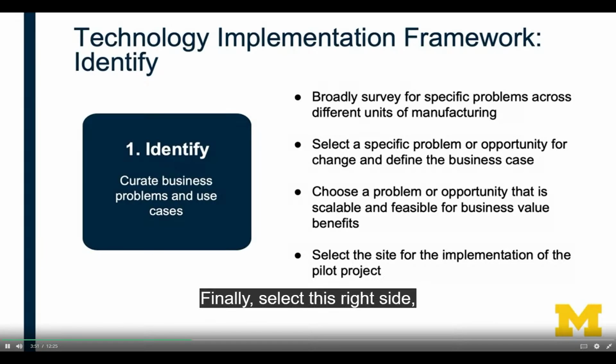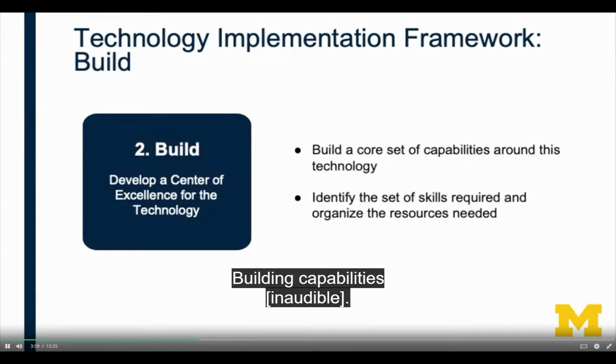And finally, select the right site, because it also depends upon where you start. You need to have all the support for that particular pilot to be successful. Building capabilities is the second step.